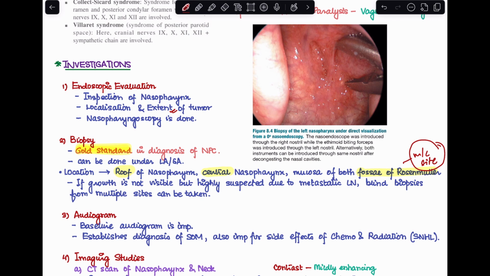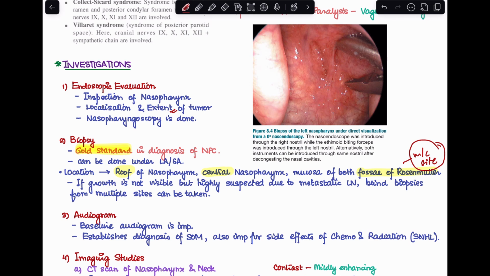As I've mentioned before, if the growth is not visible, but we highly suspect nasopharyngeal carcinoma because of the presence of metastatic lymph nodes, in that case, we can take multiple blind biopsies from different sites here. So, biopsy is our gold standard.